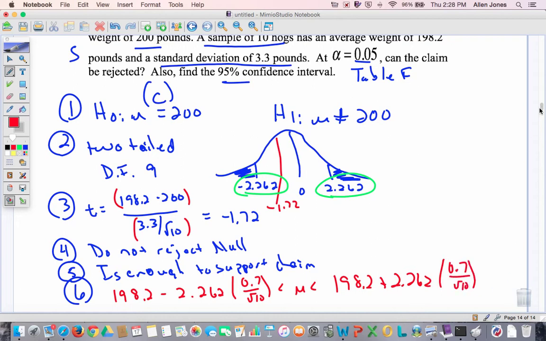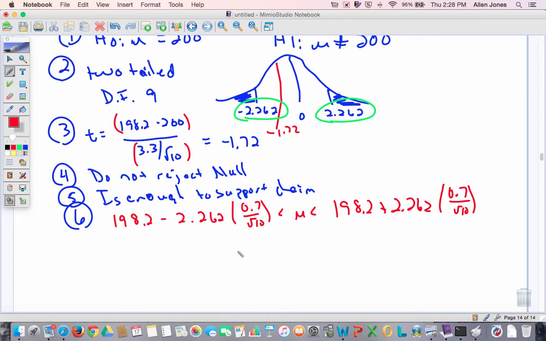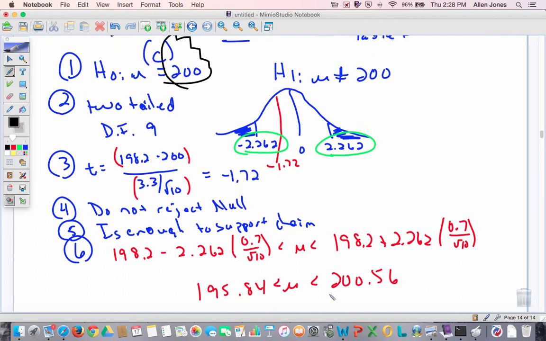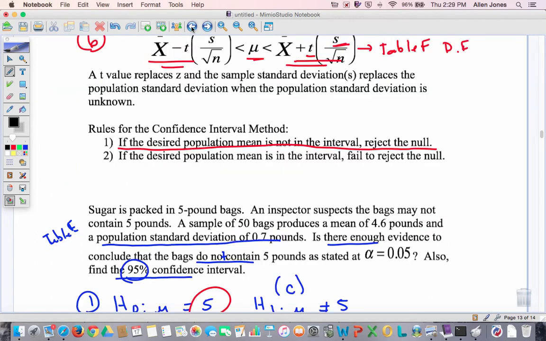2.262 times 0.7 over the square root of 10. If we make that calculation, our confidence interval runs from 195.84 to 200.56. Notice that our population mean of 200 does fall between these two numbers, albeit barely, but it does fall between there. So that tells us that we should not reject the null.